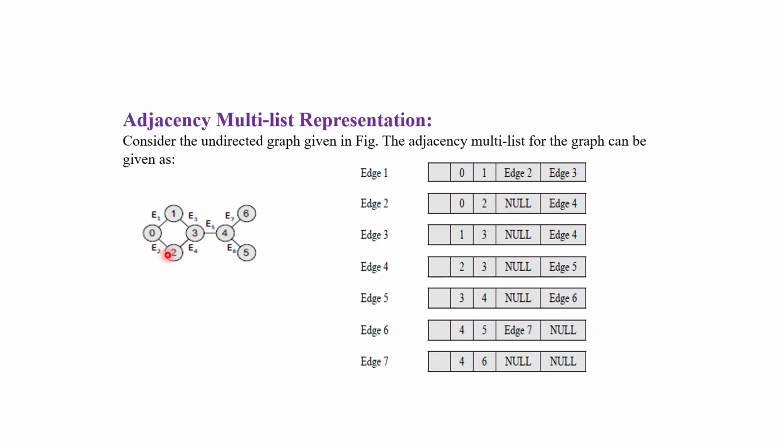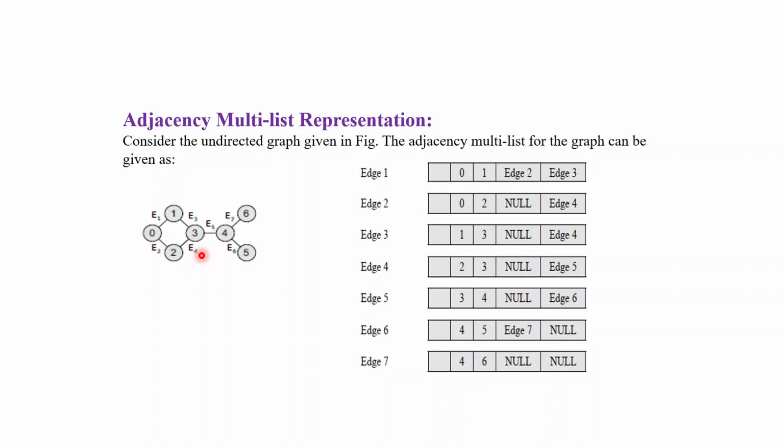And then here, after 2, we have E4. So we have E4, which is yet to be covered. Likewise, E3 exists between 1 and 3. So 1 and 3. The other side is going to be edge 1, which is already covered. So for 3, the other side is going to be E4. E4 is yet to be covered.